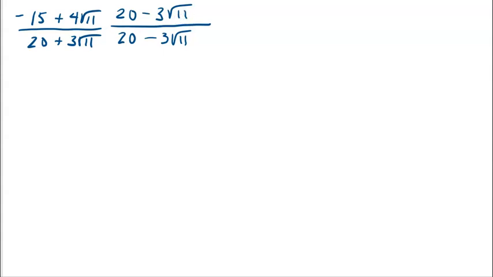Now, what does that really mean we're doing? Well, y'all, we're going to have to FOIL all this out. So think about this as a binomial, and this is a binomial, and we're going to do first, outer, inner, last. Same thing with this denominator. So let's get going. So negative 15 times 20, pull out your calculator if you need to, but that's going to be negative 300.